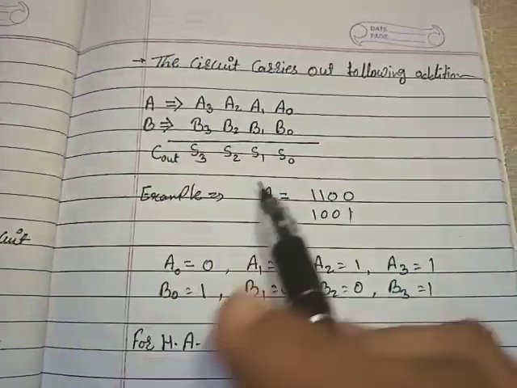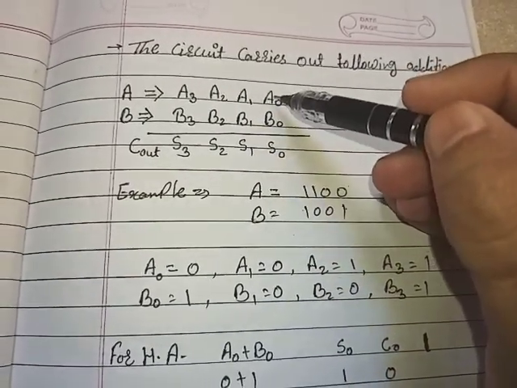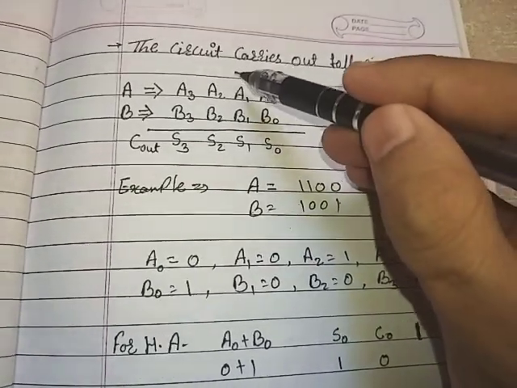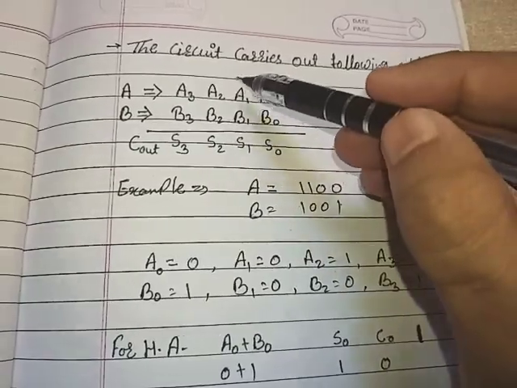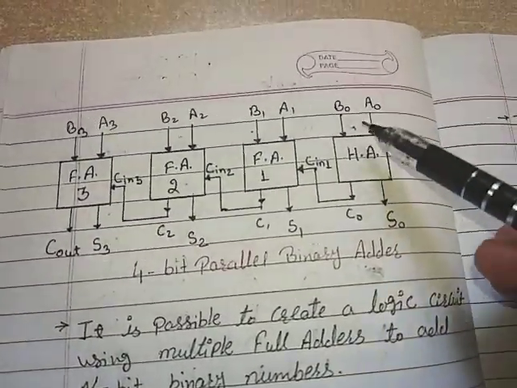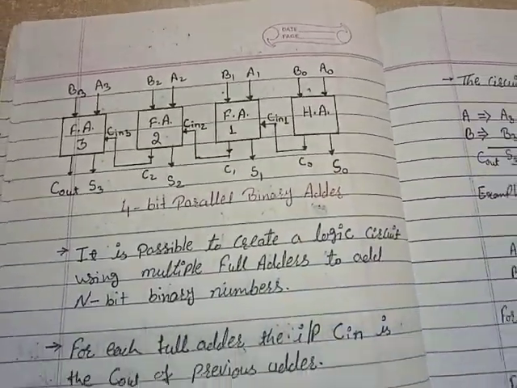But in the second bit it might be 3 bits. Suppose here 1 plus 1, so the sum is 0 and the carry is 1. So here we have 1, 2 and 3 bits. For adding 3 bits we require a full adder. That's why only the rightmost adder is replaced by a half adder.